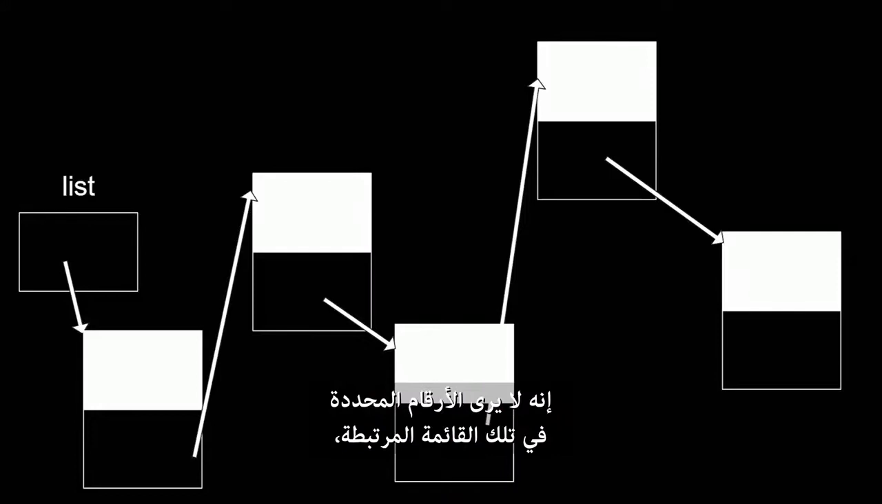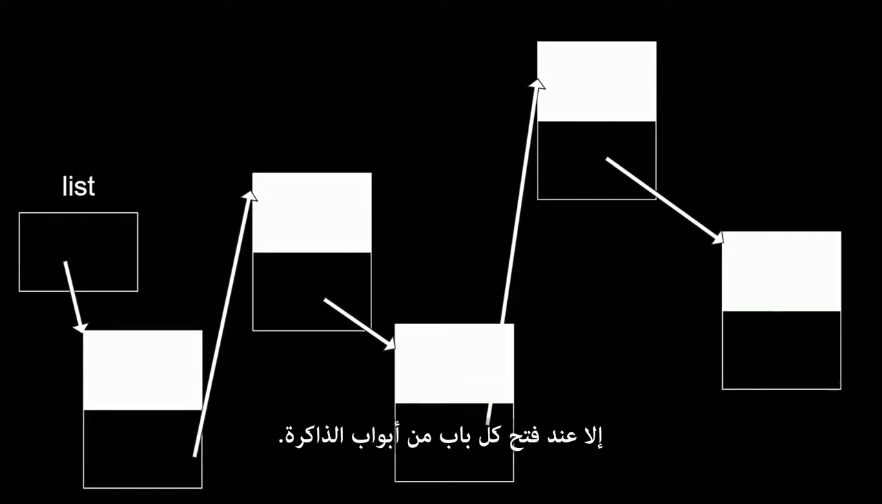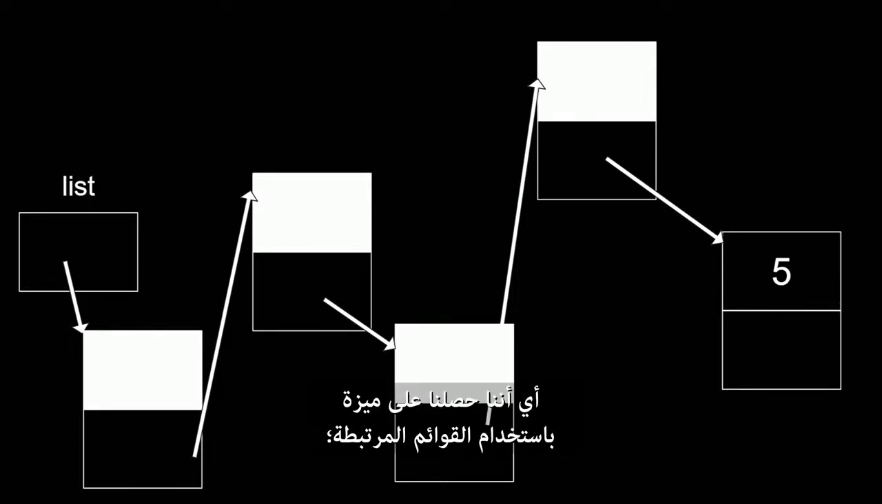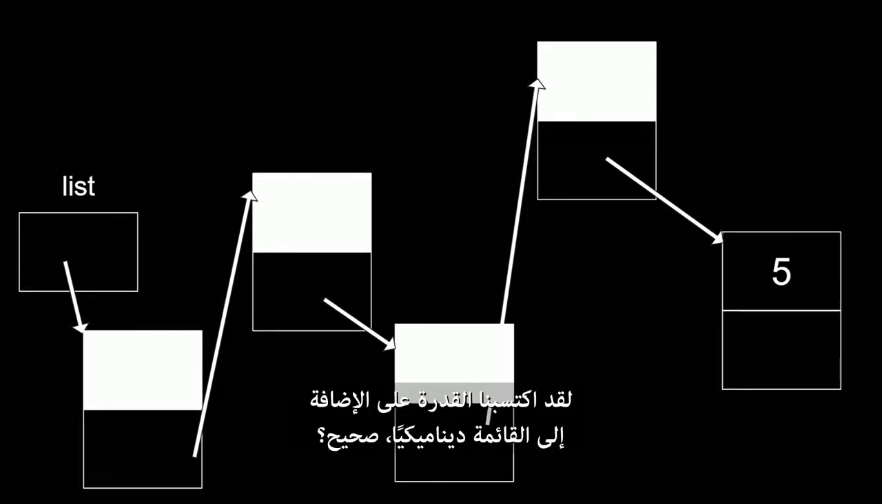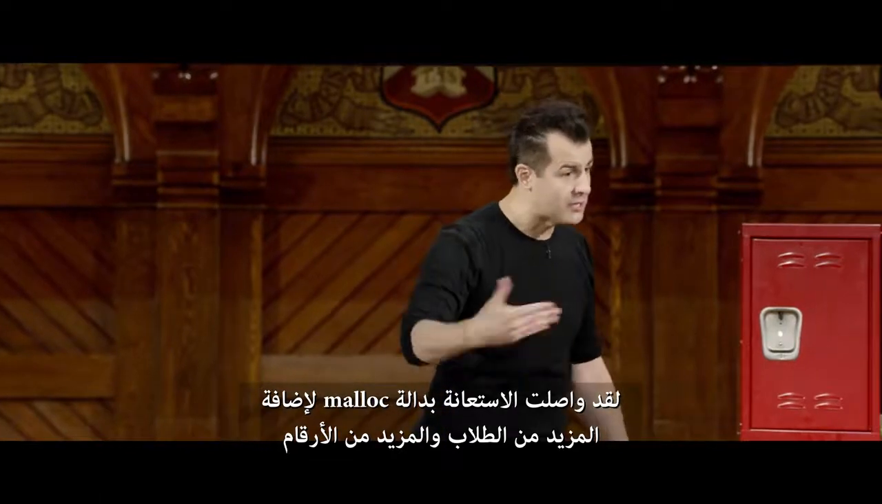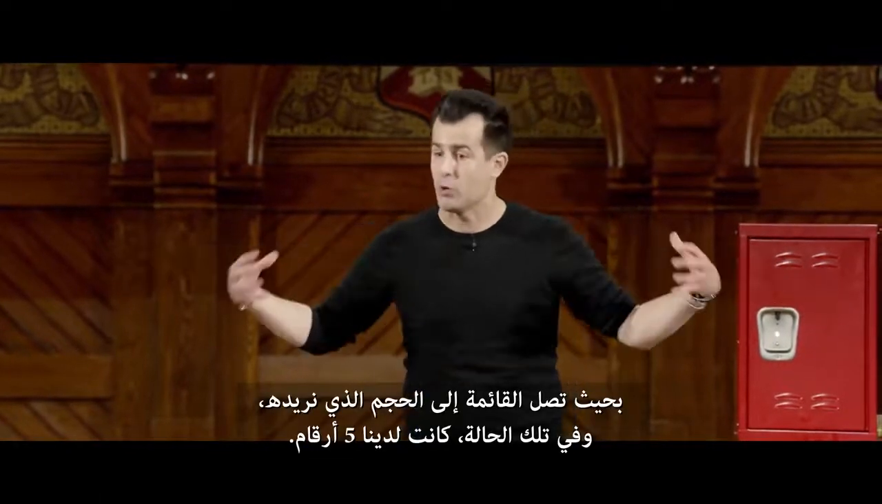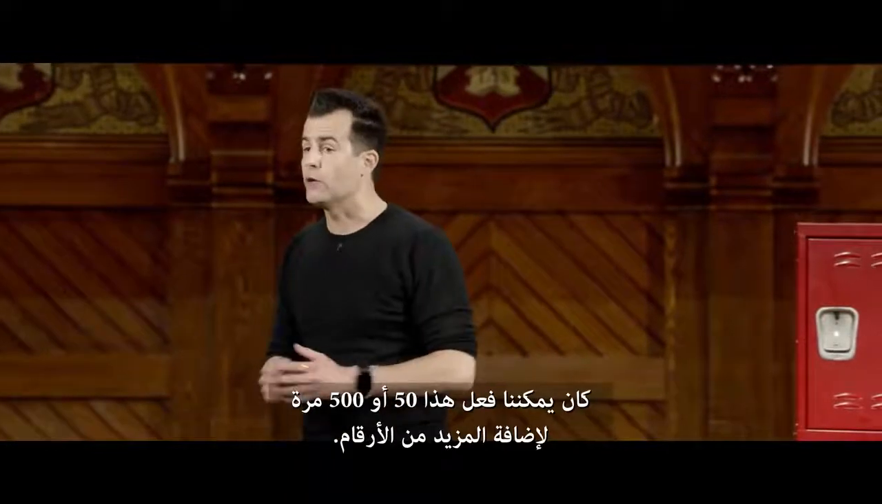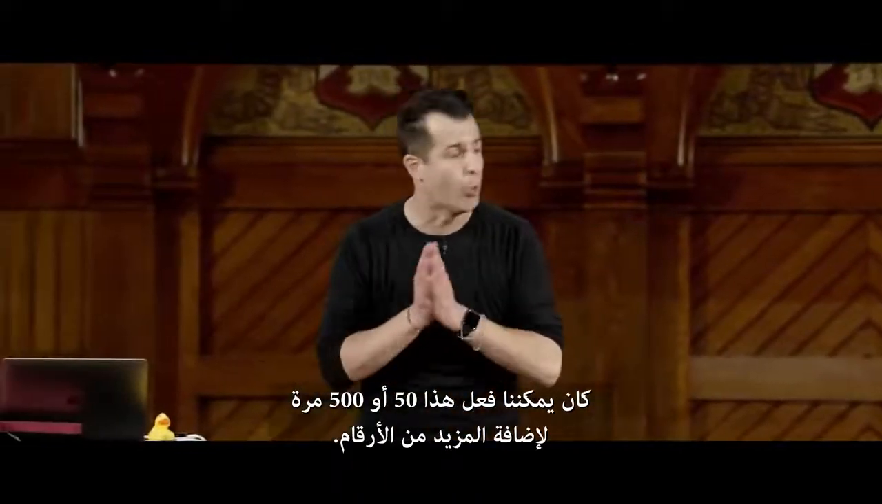It's sort of blind to the specific numbers in that linked list until it opens each of those doors of memory. So to find where 3 goes, or to find where 5 goes, or to find where 1 goes, all of those doors maximally might need to be opened 1 at a time to find that value. So with linked lists, we have gained a feature. We have gained the ability to add dynamically to the list, right? I just kept mallocing additional students and additional numbers so the list can grow as big as we wanted it to. In that case, we had 5. We could have done it 50 times or 500 to add more and more numbers.